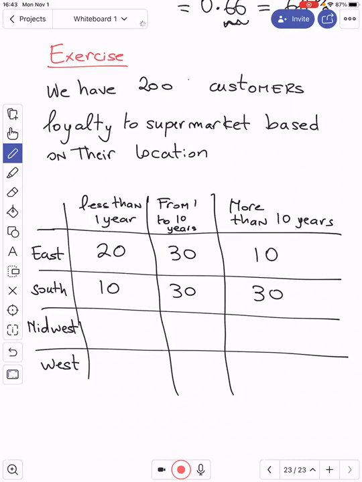So from the Midwest, we have fewer customers. They have been loyal to this supermarket for less than 1 year. So we have here, let's say 10. Here we have 10. This is 10, 20. So how many are there? 60, 70, 100.